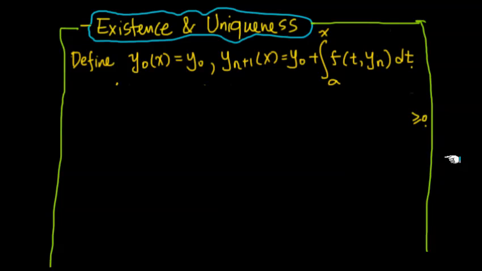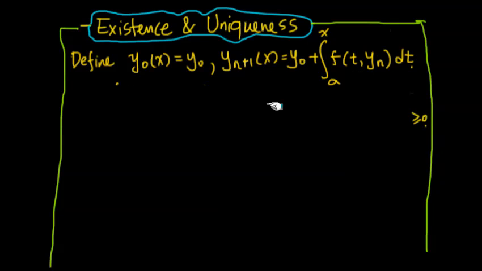With all that said, now I can introduce the statements of the existence and uniqueness theorem. First, we start with this iteration method. The first function y0 is a constant function, and all the other y1, y2 are inductively, recursively defined like this.